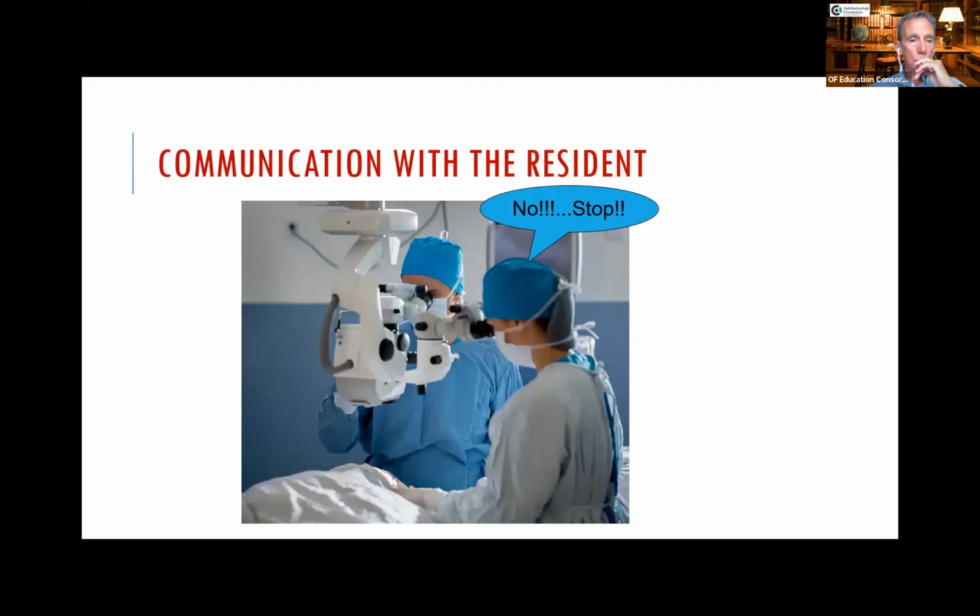Let's go now into communicating with the resident. No matter what disclosure was given to the patient about the resident participation, we do not want to create anxiety in our patients during surgery. Saying things like, stop, you're going to break the capsule, or don't do that, do this and this, or that was a dangerous thing. At the same time, we do need to communicate with our resident.